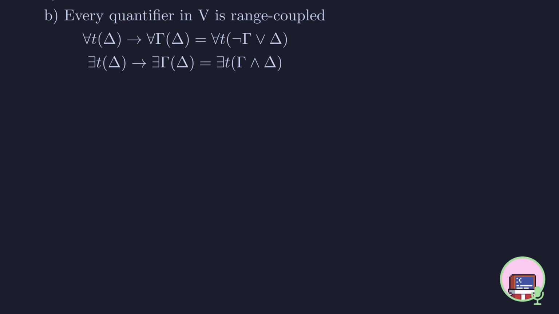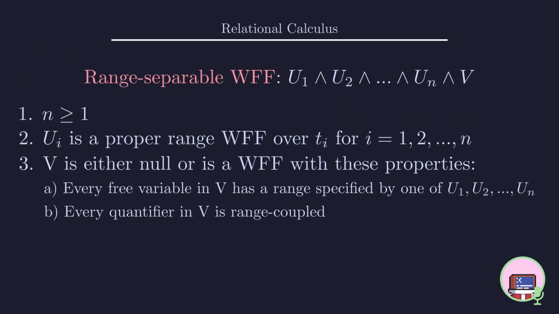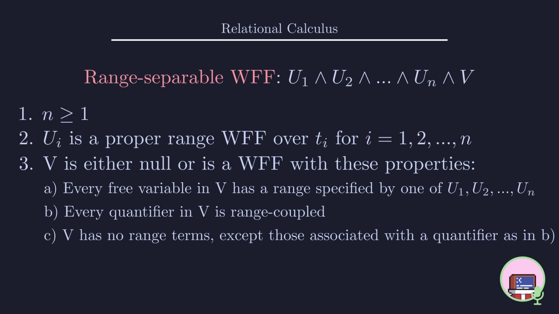This is to introduce the proper range well-formed formula over t gamma into an expression where delta is a well-formed formula with t as a free variable but no range terms. In colloquial language, range coupled simply means that every variable bound by a quantifier must have a range associated to it right next to the quantifier. And finally, C. V has no range terms except those associated with a quantifier as in B.